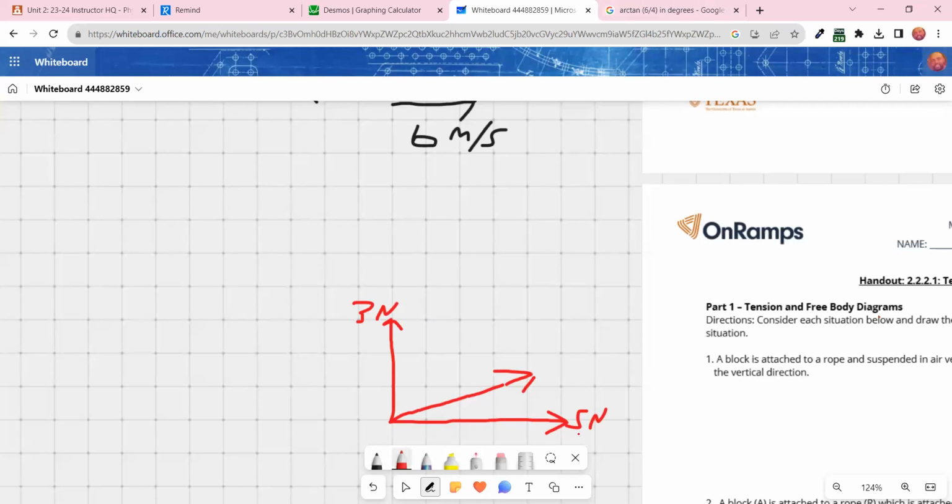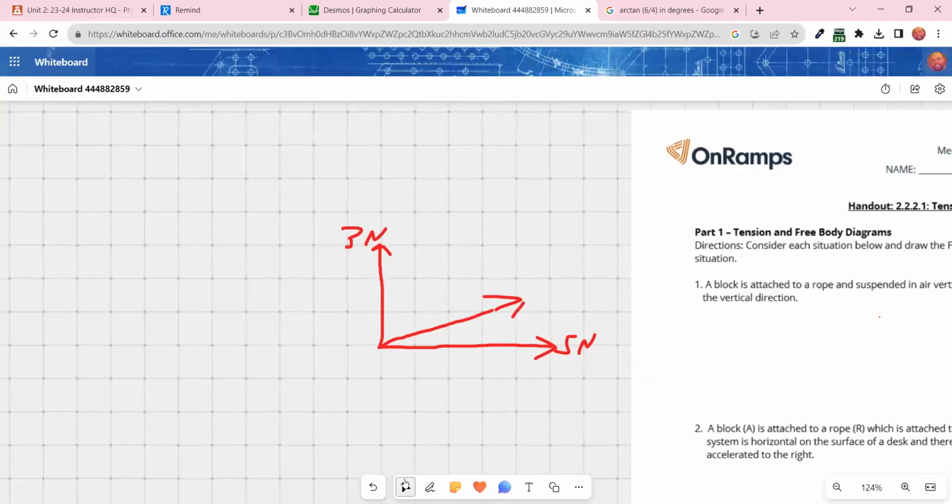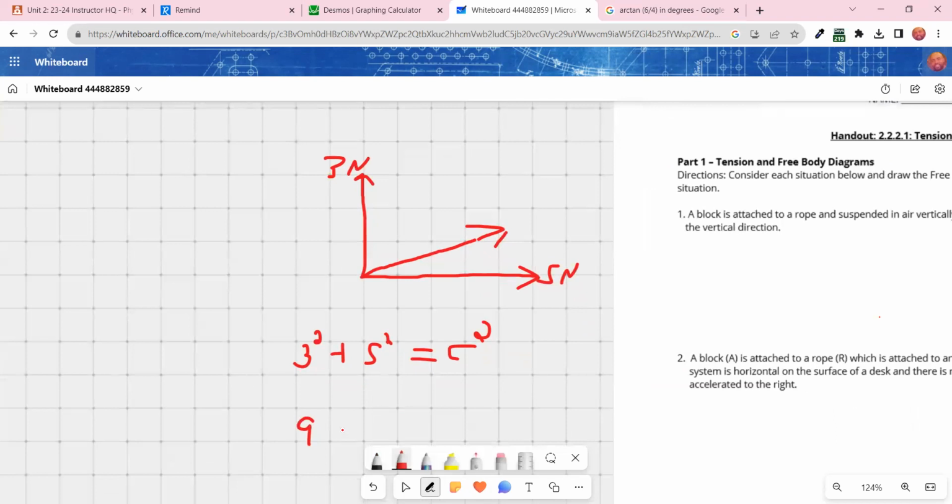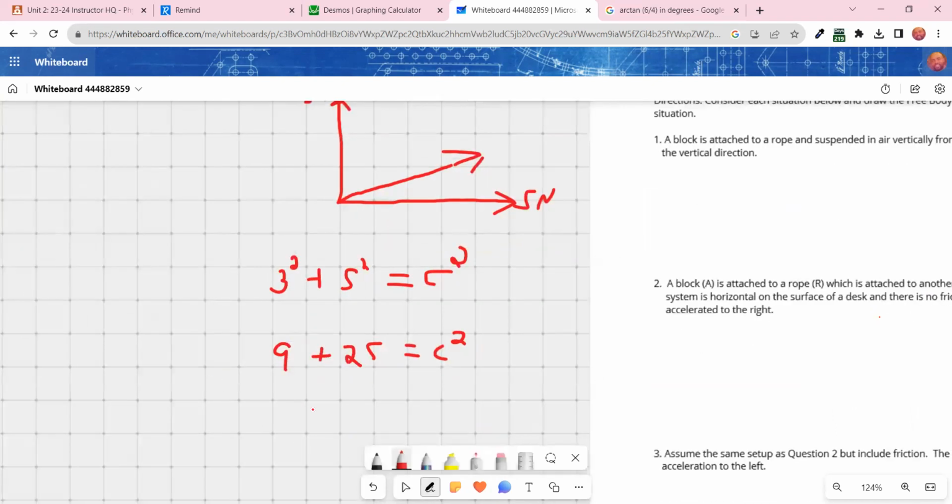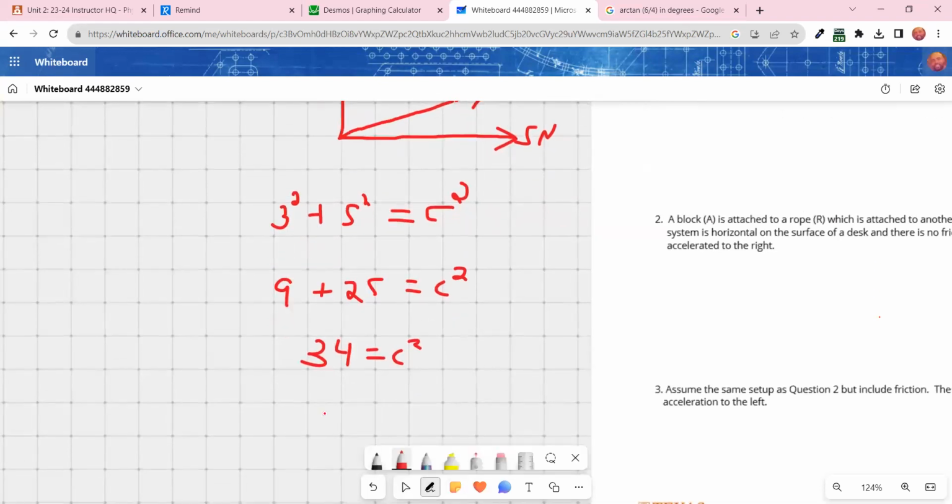You know what? Yeah, 3 plus 5, let's get the actual number. Let's actually do it. That's 3 squared plus 5 squared is equal to c squared. And that is 9 plus 25 is equal to c squared, which is, what is 9 plus 25? 34. 34 is equal to c squared. Therefore, my actual vector, when I add the two together, is the square root of 34.